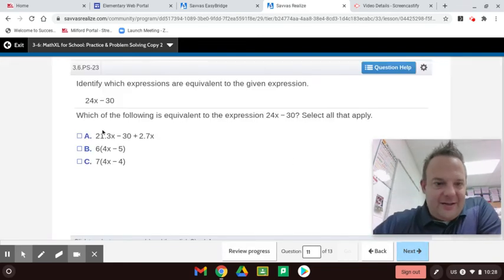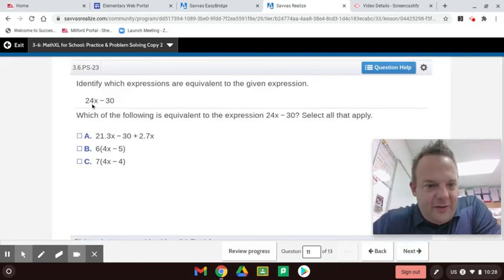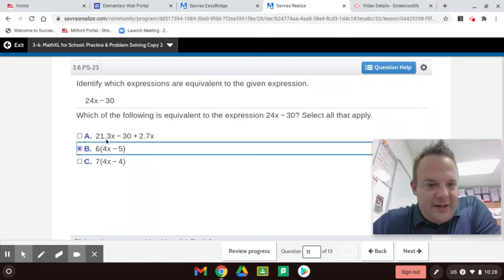And then on this, what's the greatest common factor of 24x and 30? That's right, 6. We're going to factor out the 6. 6 times 4x is 24x, and 6 times 5 is 30. Now, let's see if we can get 24x out of this. We have the minus 30 here, which goes with that. This plus this would equal 24x.